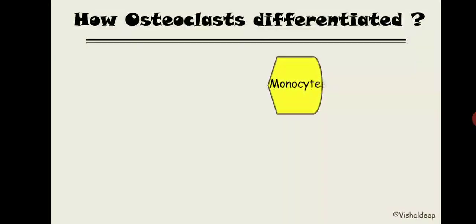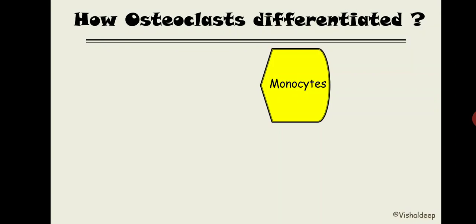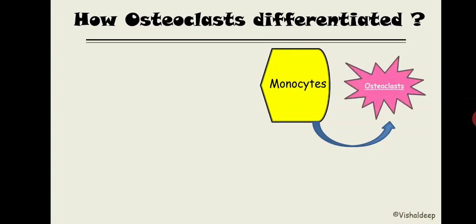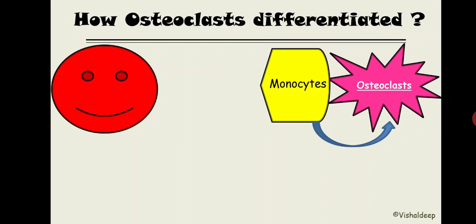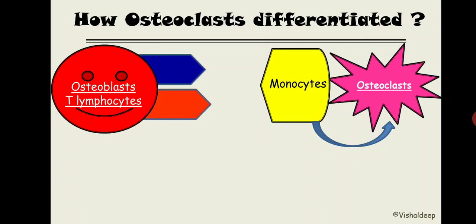See, this is the monocyte. This monocyte is going to be converted or differentiated into the osteoclast. This differentiation will take place with the help of another cell. That cell is either an osteoblast or a T lymphocyte, but most of the time it is the osteoblast. Now the osteoblast has two ligands, and in the same fashion the monocyte has two different types of receptors according to those ligands.